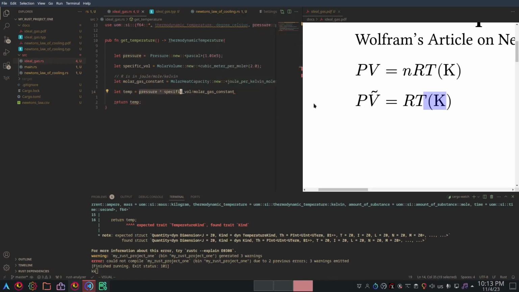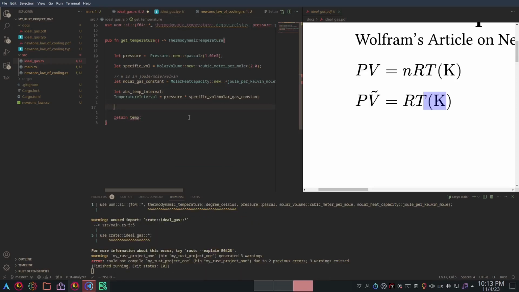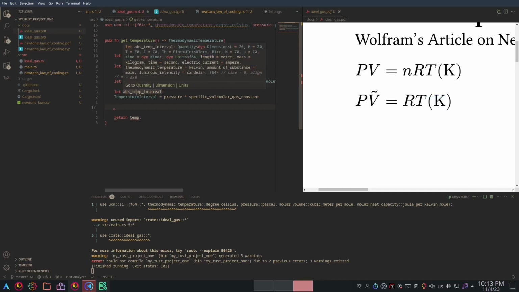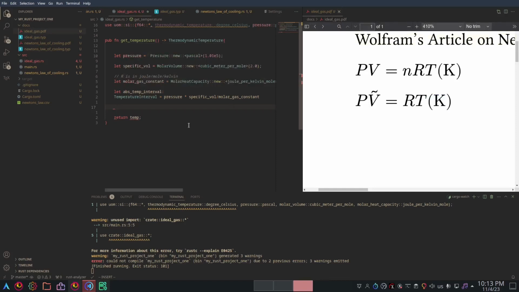So how do we deal with this now? Okay, pressure and volume is just an energy. There is no temperature there per se. The temperature comes from this molar gas constant. So this PV over R will give you the temperature in Kelvin, or absolute temperature. So I'll just call this thing the absolute temperature interval. Okay, this is the temperature interval. So this T here, this absolute temperature interval, will be in a temperature interval unit. And like I said before, temperature interval units have to be distinguished from their thermodynamic temperature counterparts.